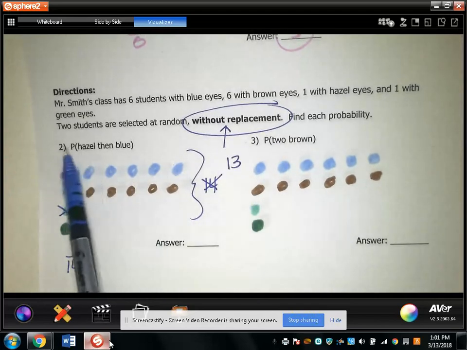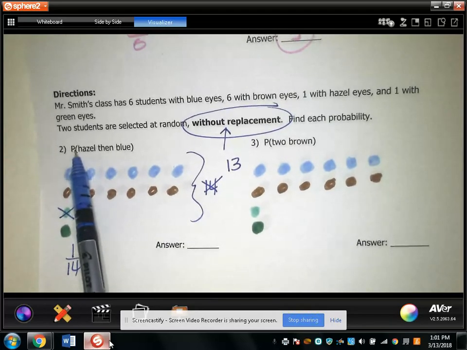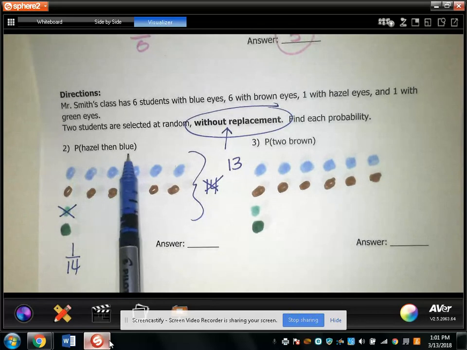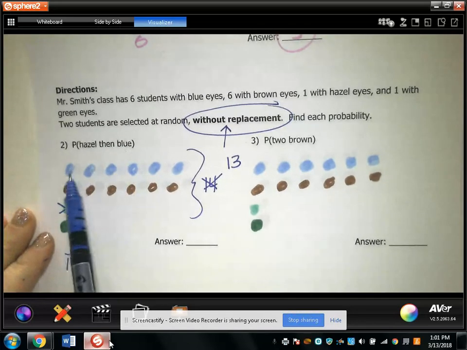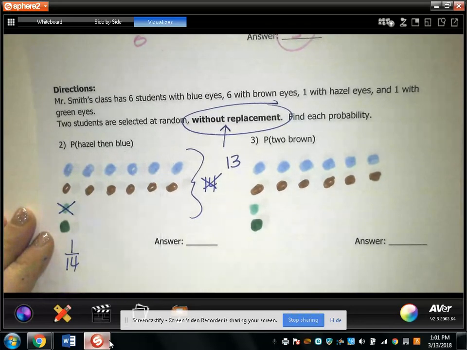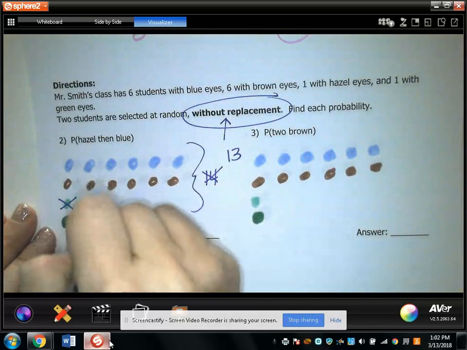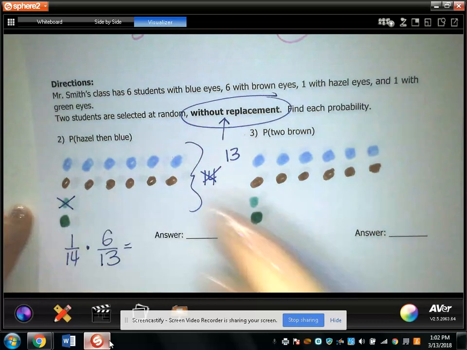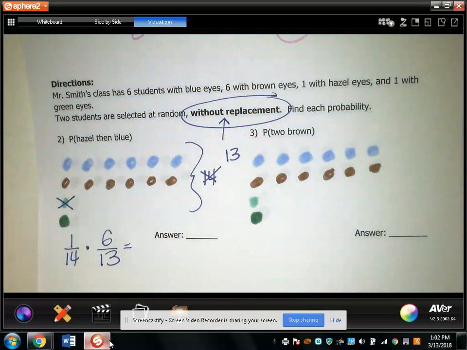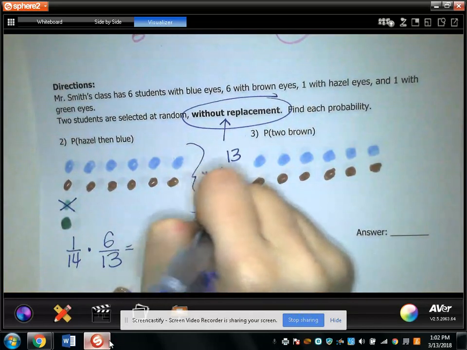So now what is the probability of the second student I pick being a student with blue eyes? Well, there's 1, 2, 3, 4, 5, 6 students with blue eyes out of 13. Probability of both of these things happening, I'm going to have to multiply, and I get 3 out of 91.